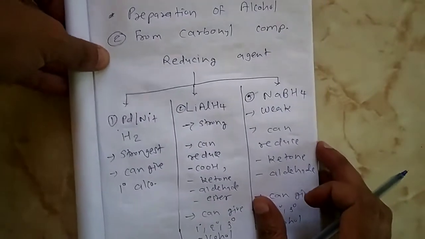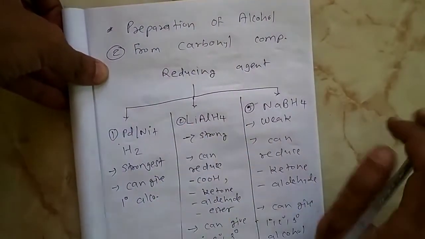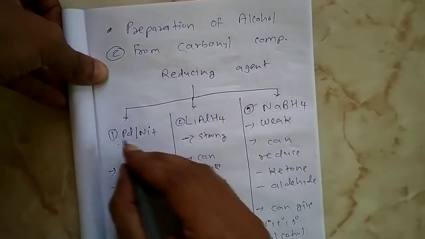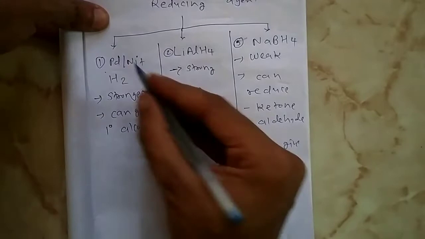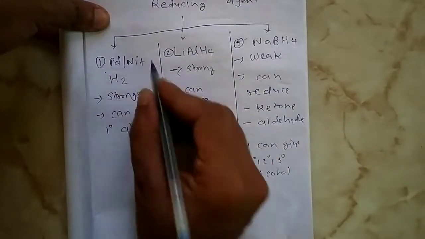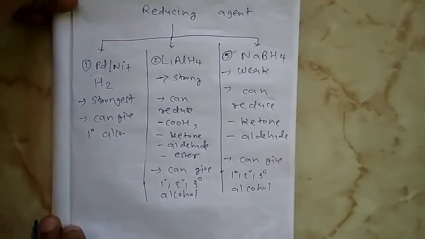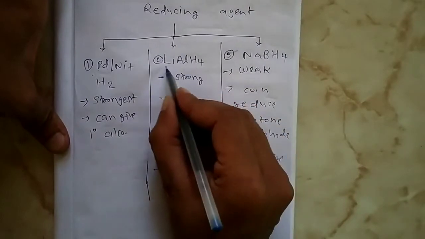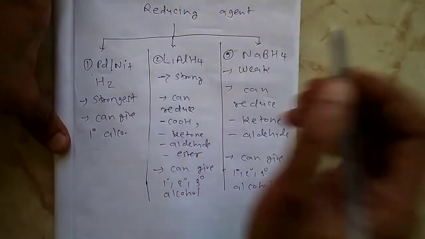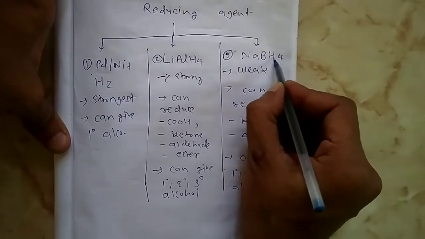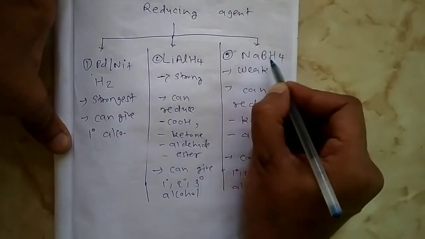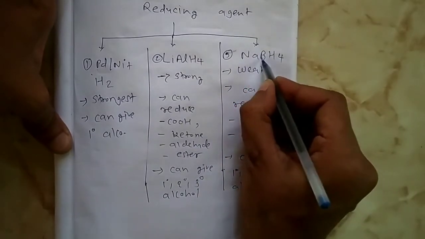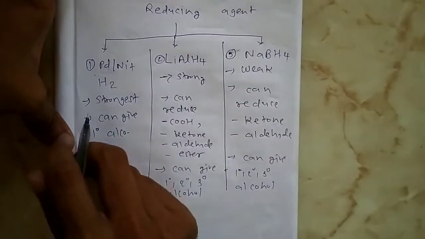Now we have three reducing agents here to prepare alcohol from carbonyl compound. You can see the first one is palladium or nickel in presence of hydrogen gas. The second one is lithium aluminium hydride, LiAlH4. This one is sodium borohydride, you can see Na means sodium, B means boron, and H4 means hydride. So sodium borohydride is the name of this reagent.